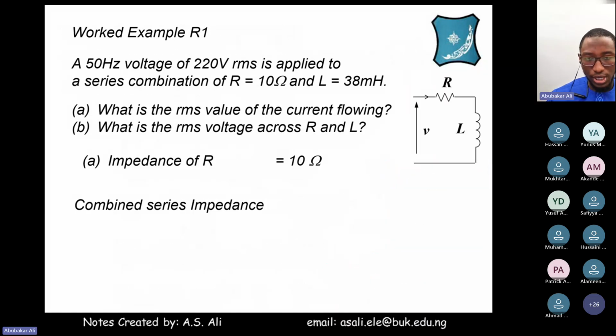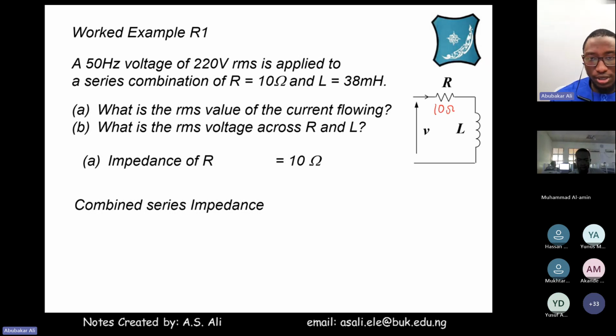So let's dive in. So let's look at a simple circuit, and we want to try to do some analysis here. Okay, and this analysis we're going to use something similar when we are analyzing a transformer. Okay, so try to understand how this is going to be done. So first of all, you have a 50 Hertz voltage of 220 volt RMS, and it's applied to a series combination of resistor and inductor. Resistor is 10 ohms. The inductance is 38 millihenry.